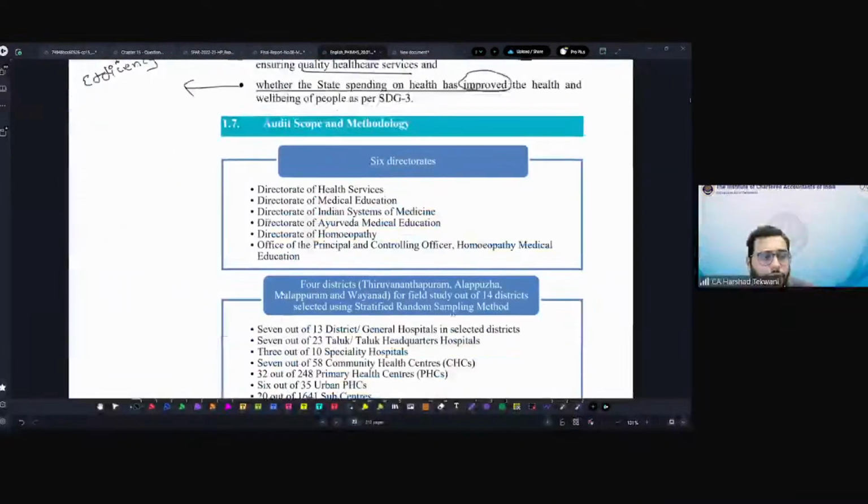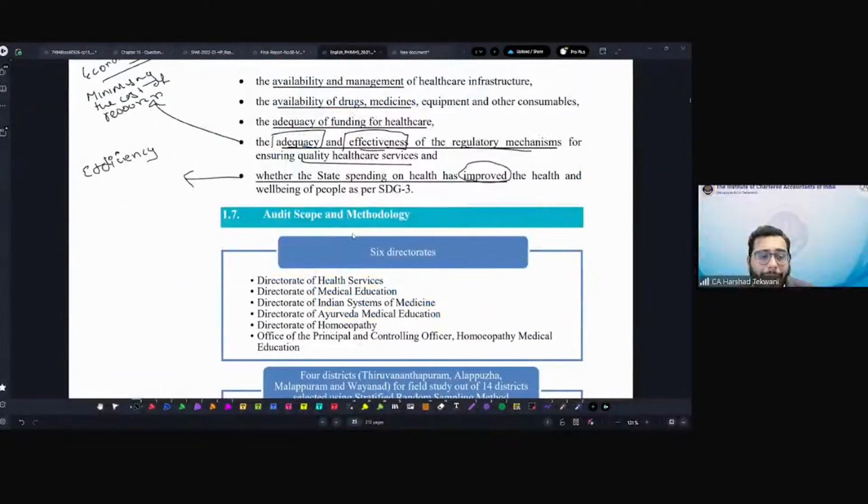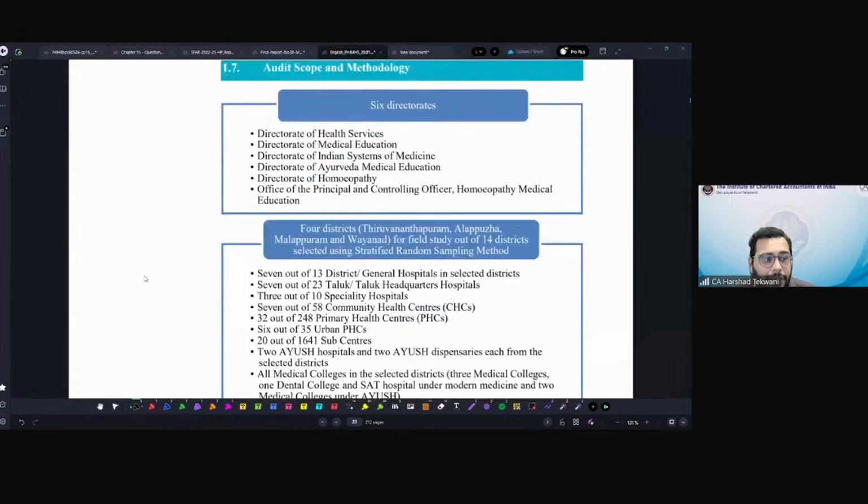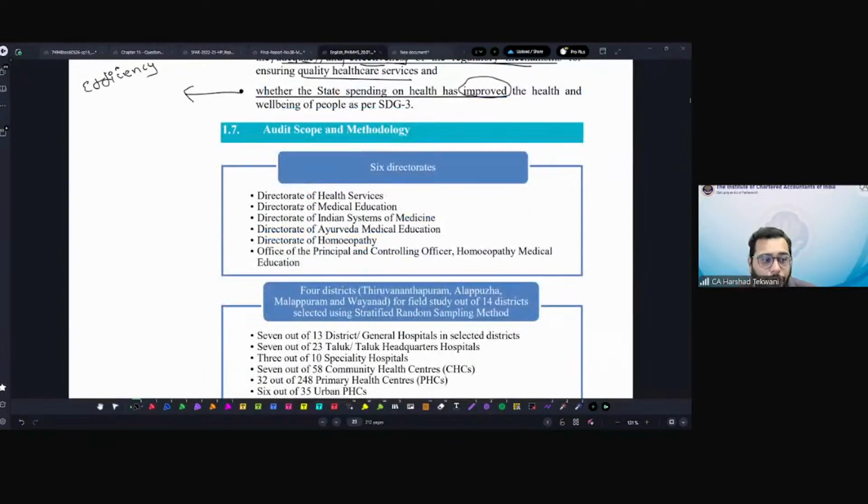Now, let's go to audit scope and this Directorate of Health Services. You might say it's a person, but it's not a person. It is a function. So this is the scope. You can say these are auditable entities or programs or functions or departments. For simplicity, we'll call them departments. So these are departments which are in scope for the purpose of audit.